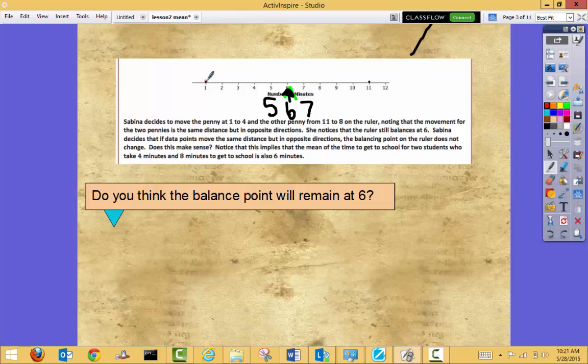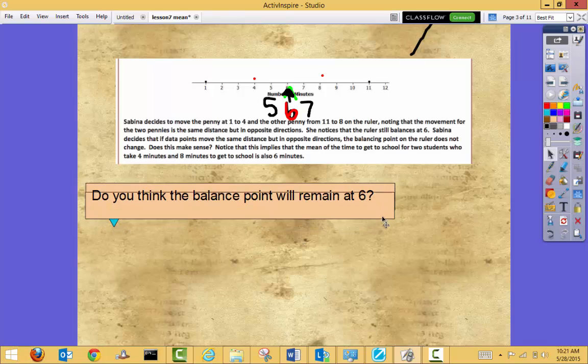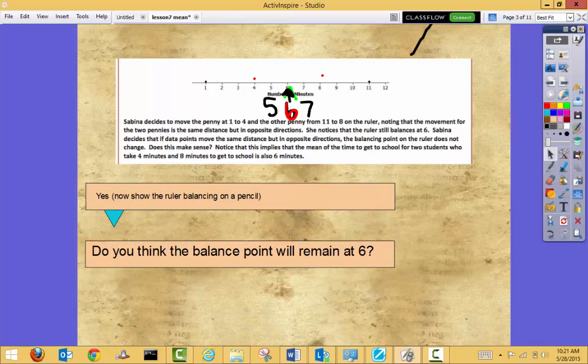So the mean time for 1 and 11 is 6. For this one we just showed, if a student takes 4 minutes and 8 minutes, their average time will still be 6 as well. So that balancing point, it's still going to be our mean of 6. If you're not sure, at the end of this lesson, you can test it out with that ruler as well for balancing. And you'll notice the ruler will stay in a perfect, flat, straight line.